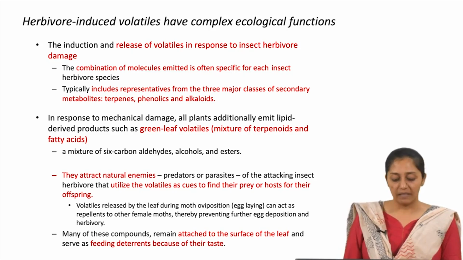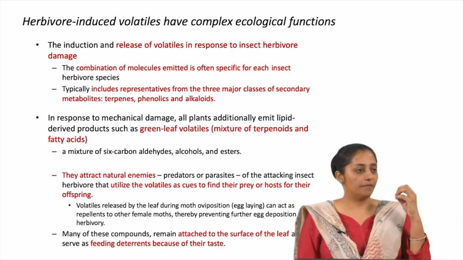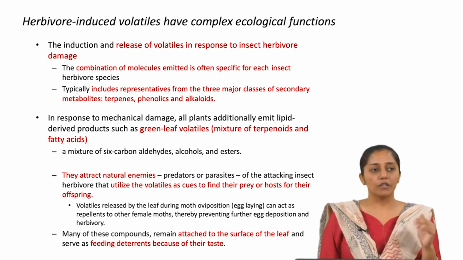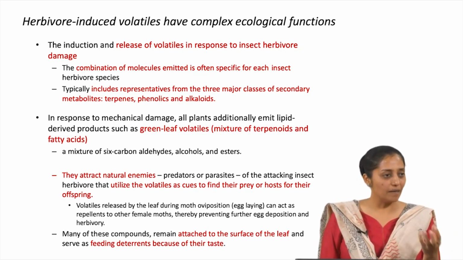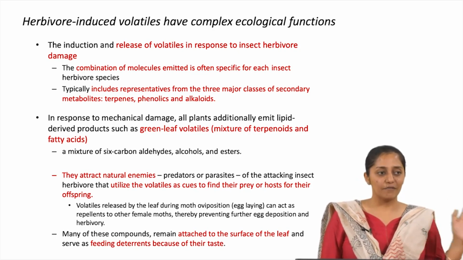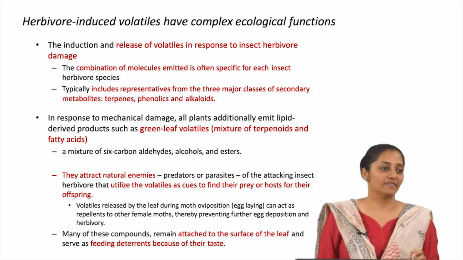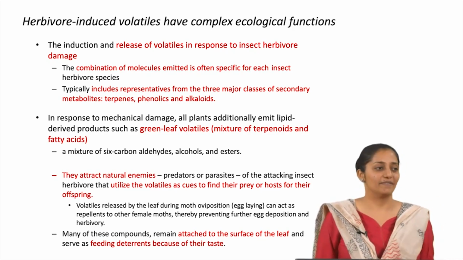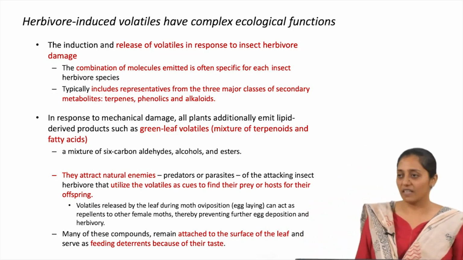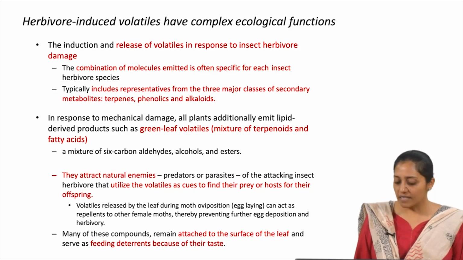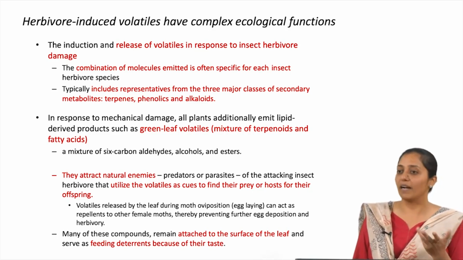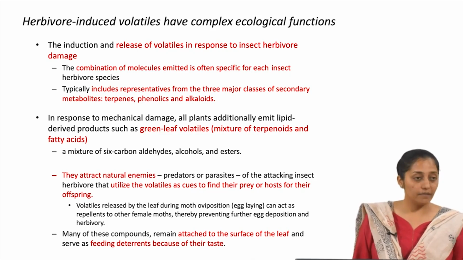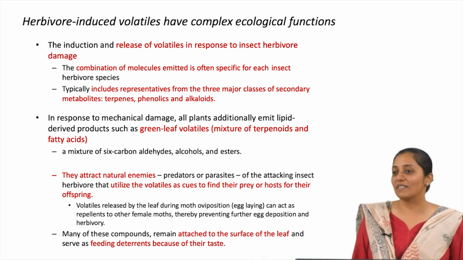There is an example given here, that moths, when they lay eggs on the leaves, in order to deter further laying of eggs by other moths, they produce such volatile compounds which will then give signals to the other moths not to come to that leaf or that plant for further egg laying. So, many of these compounds remain attached to the surface of the leaf and serve as feeding deterrents because of their taste. Sometimes the taste would be so bad that it will deter the feeding even to us. We do not prefer some fruits which are bad tasting.